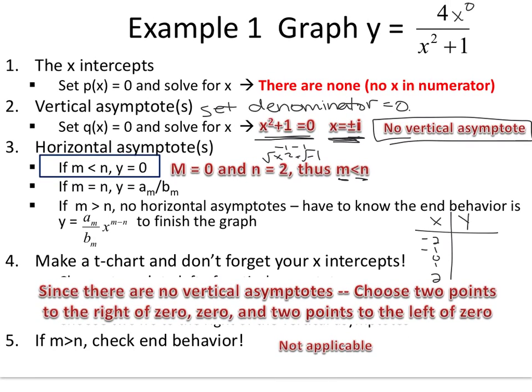So we're going to have 4 over -2 squared plus 1. So that'll be 4/5. And then we'll have 4 over -1 squared plus 1. So that'll be 2. And then 4 over 0 squared plus 1, which will be 4. Then we plug the 1 in, which will be the same as what we got before, 2. And then this one will be 4/5. All right, so we don't have to worry about end behavior this last step because that only is true when m is greater than n.